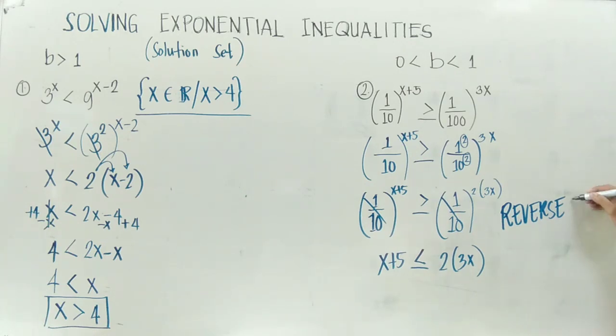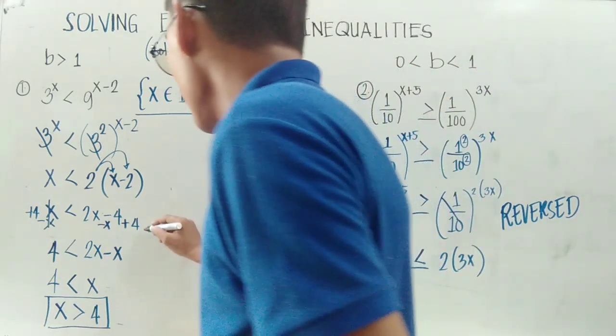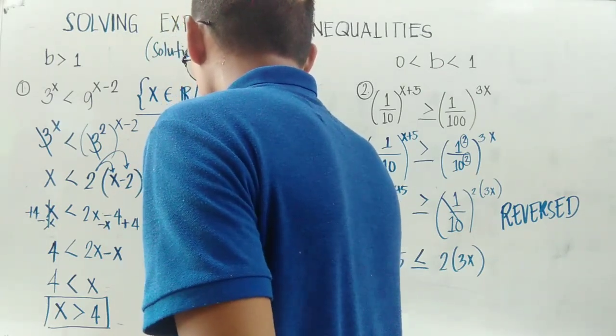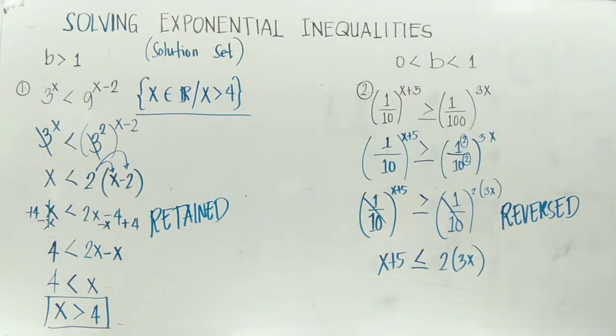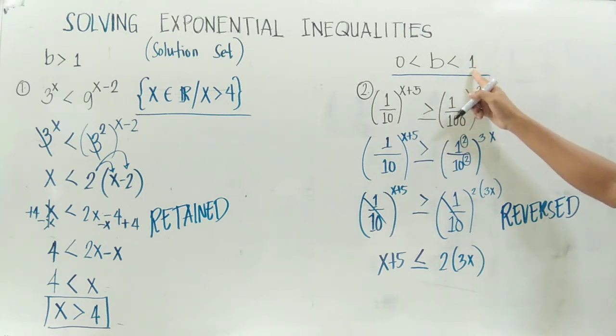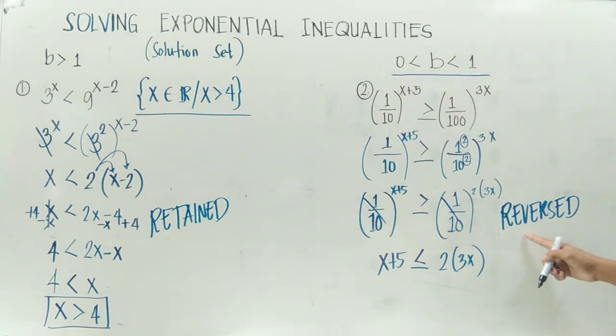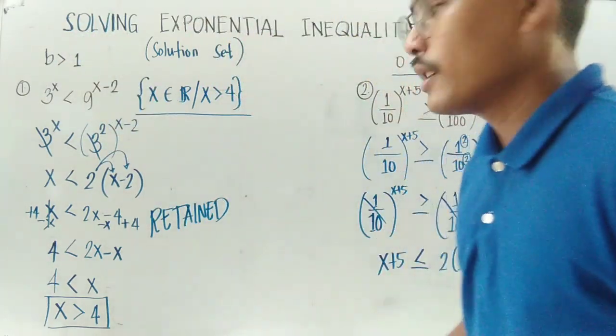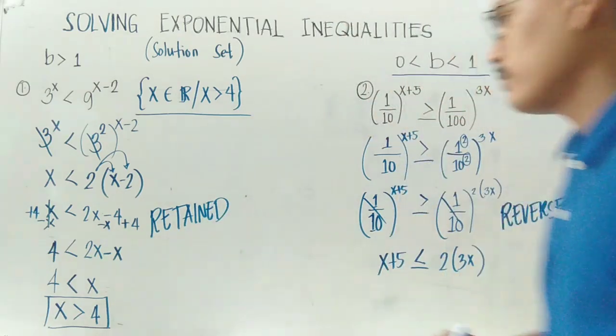Okay? On this one, if you can see, the inequality symbol is retained. Again, and here, because of this one, when we are dealing with a fraction less than 1 but greater than 0, the inequality symbol will be reversed. And if we are dealing with the base which are greater than 1, the inequality symbol will be retained.